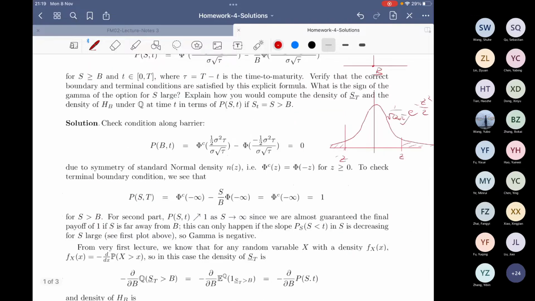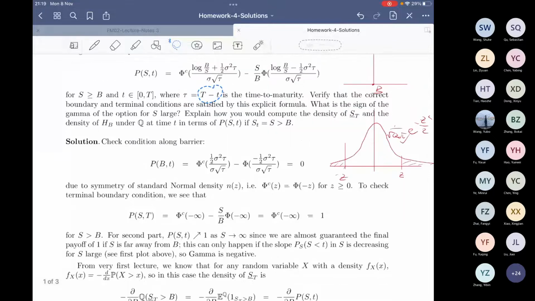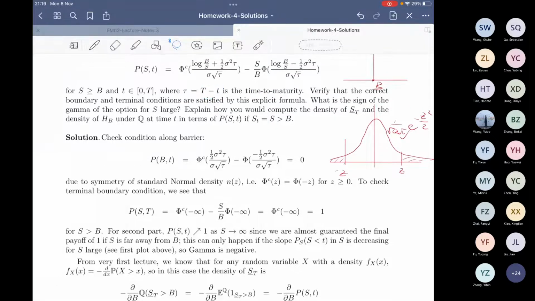But instead of letting S equal B, we let tau tend to 0. Tau is the time to maturity. So if we let the time to maturity tend to 0, what do we get? Well, I'm assuming now that B is less than S, so that we haven't hit the barrier. Therefore, B over S is less than 1, so the natural log of it is a negative number. This is becoming insignificant compared to that when tau is small. Essentially, it's just a negative number divided by this.